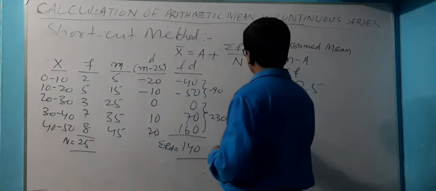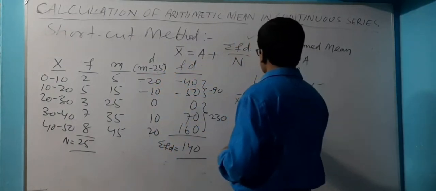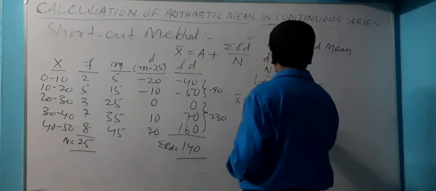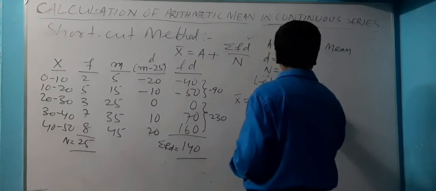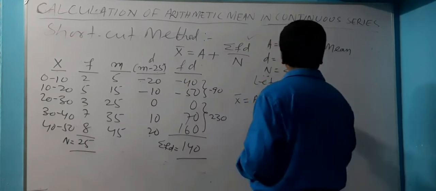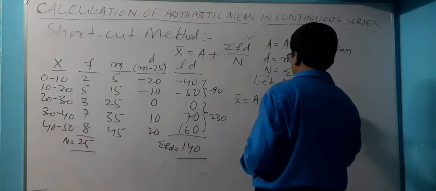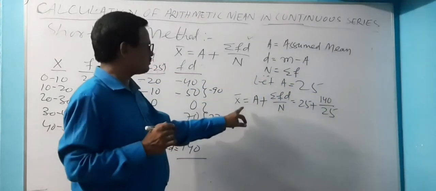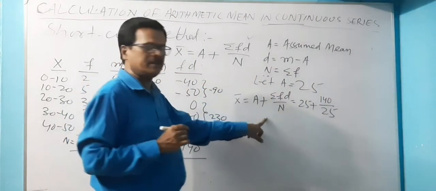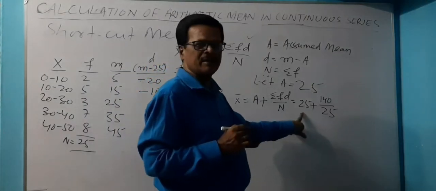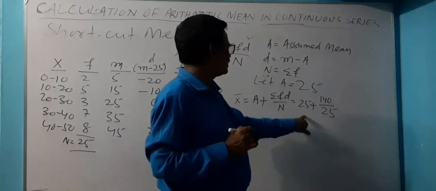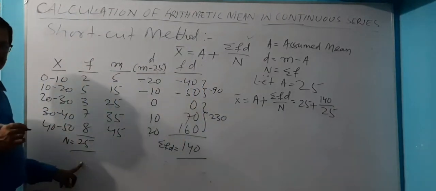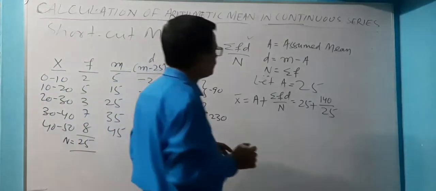X bar is equal to, I told you, A plus summation FD by N. A is 25, it is taken. Summation FD is equal to 140. N is equal to 25. So we have to put these values.